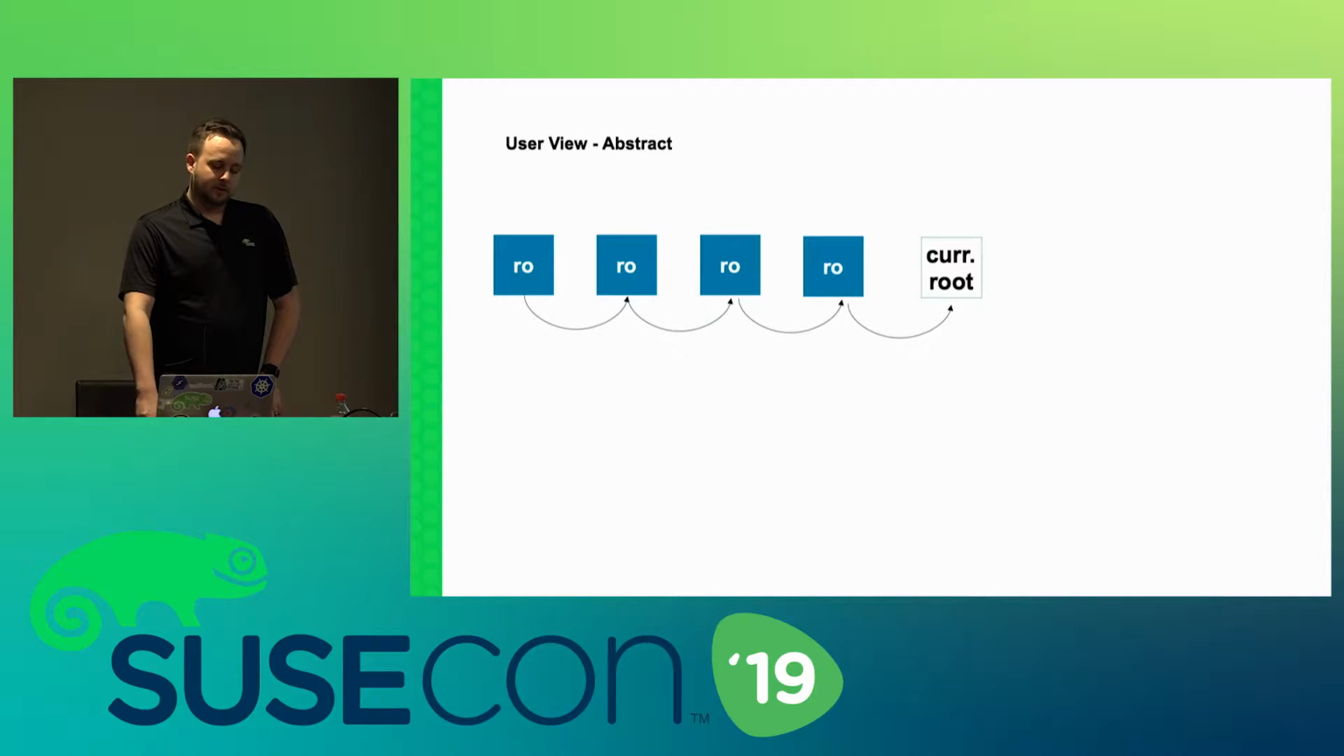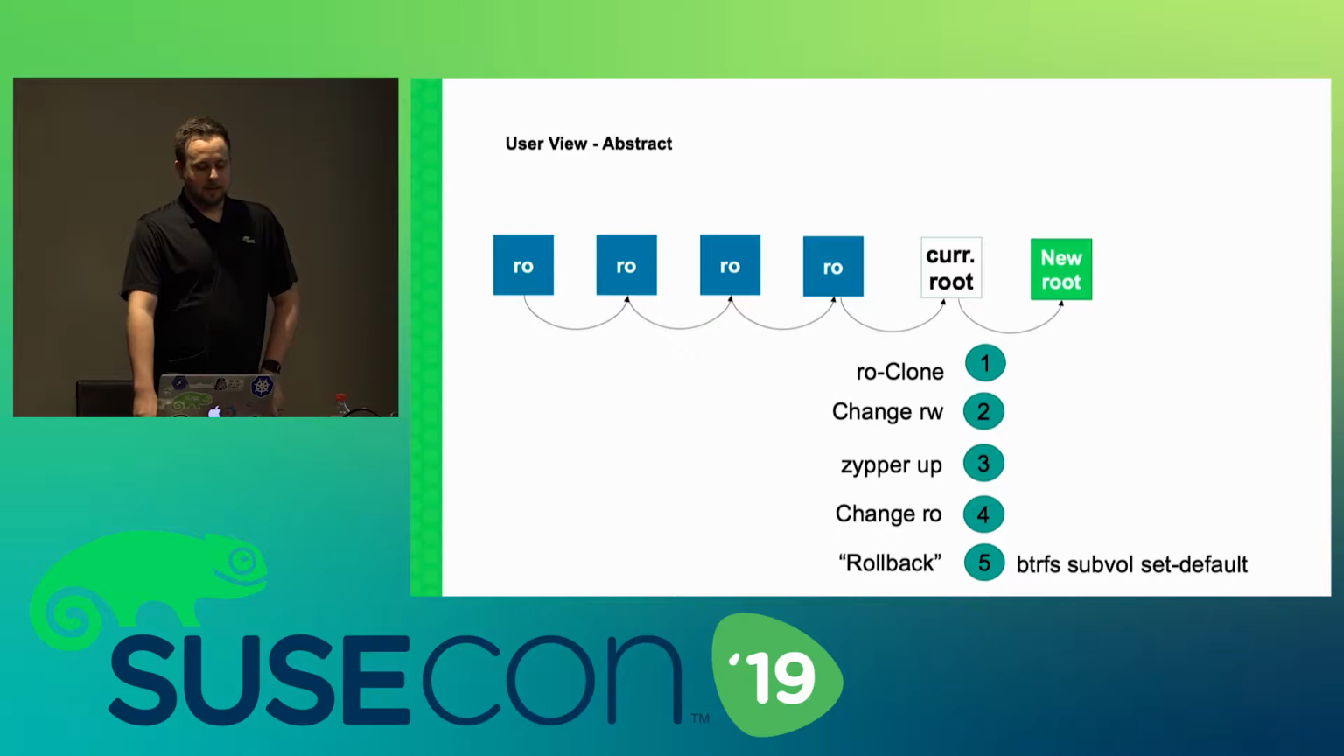We use Btrfs, and whenever there's an update available, what fundamentally happens is we create a clone of the current live snapshot. We then change that read-only clone to read-write, and then we go into that snapshot. We chroot into the snapshot, and then update all the packages using Zypper, just like we normally would. We then change that snapshot back to read-only again.